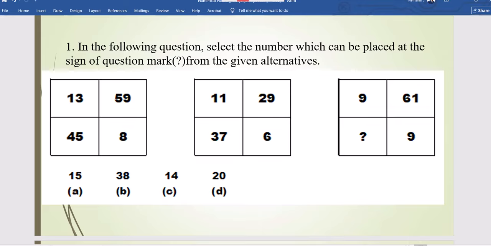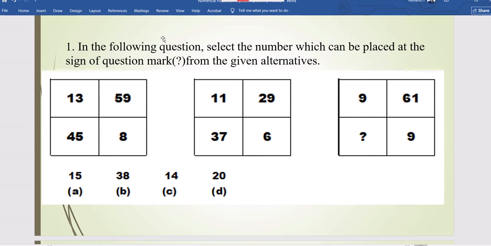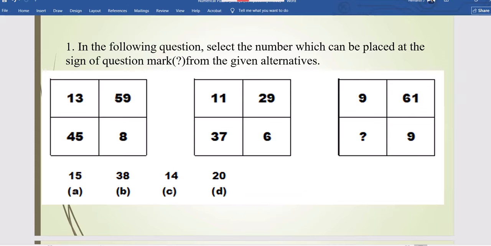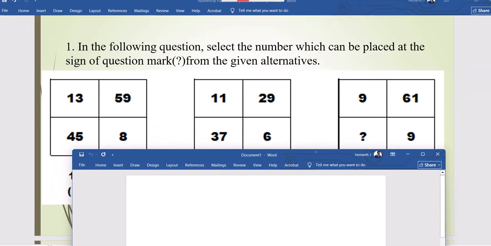Product on this diagonal, addition on the remaining diagonal. Product on one side, addition on another side. You can find it. The logic is like this: 13 multiplied by 8. 45 plus 59, adding.